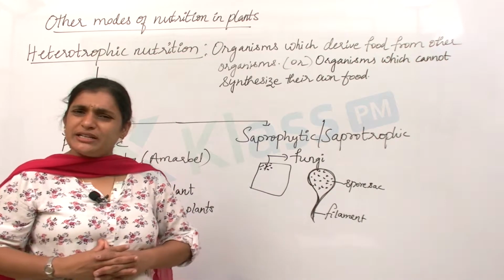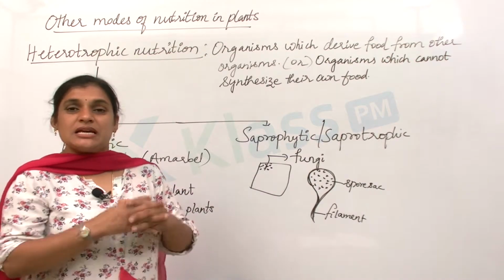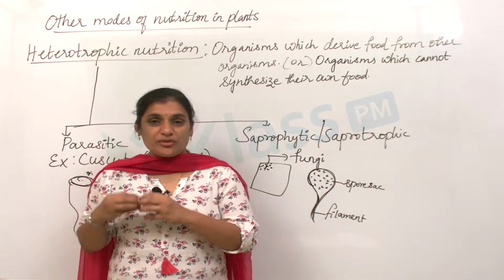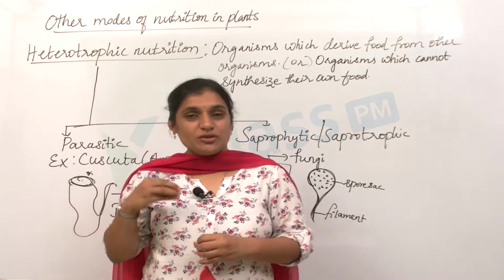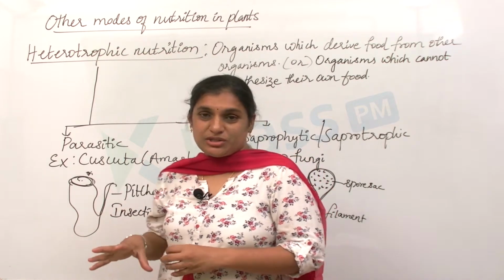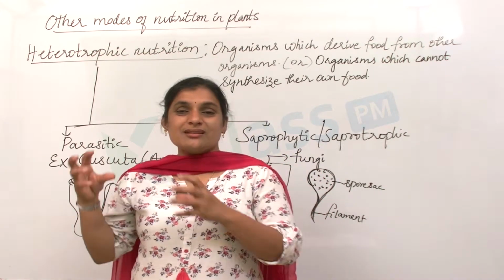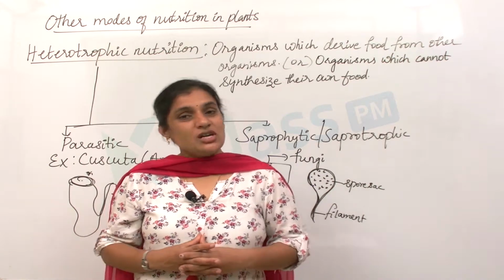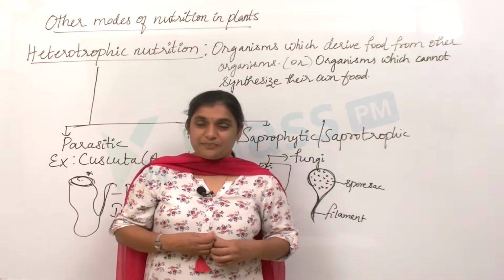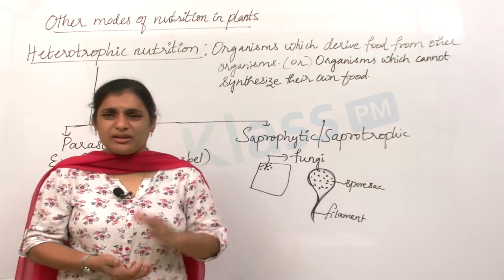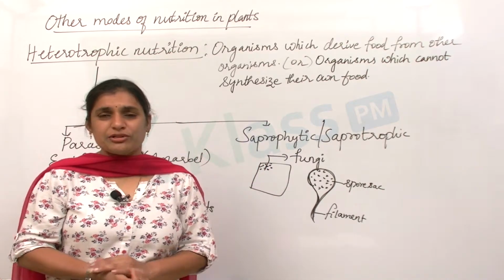So how do they derive food from dead and decaying parts? Yes, they take up the food from the nutrients which are present in the dead and decaying parts of the body into the form of a solution. That means they take up the nutrients and convert them into a form of solution, and then they use this solution as food for them. So let us discuss this saprophytic nutrition in detail.